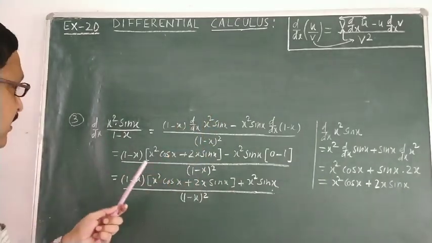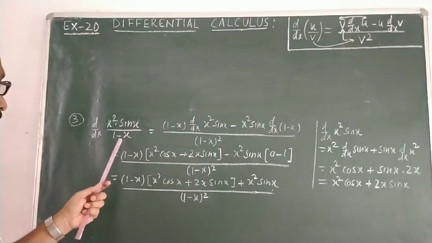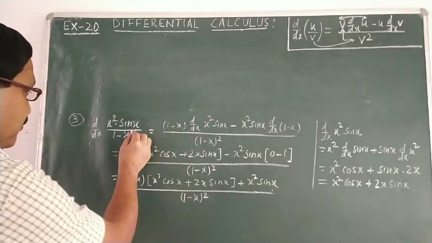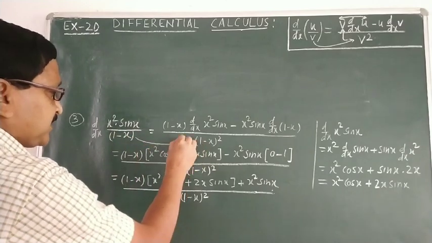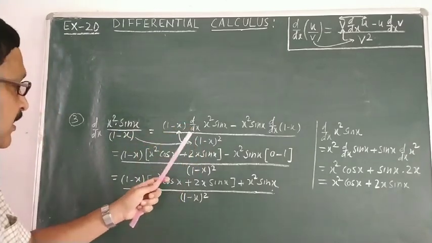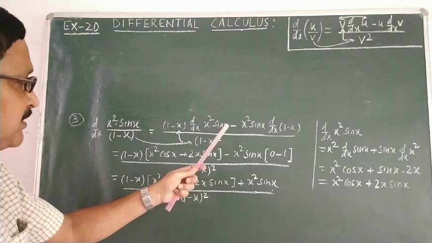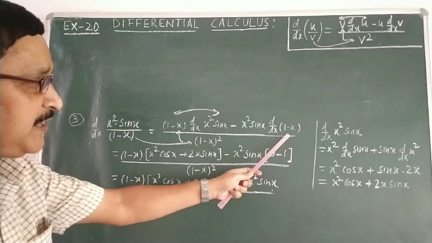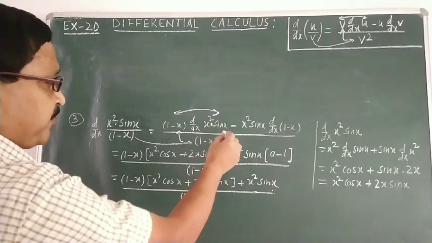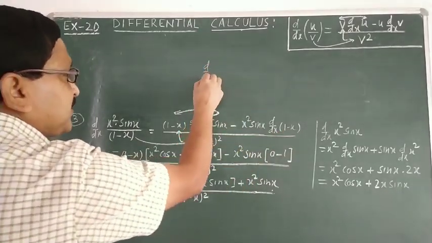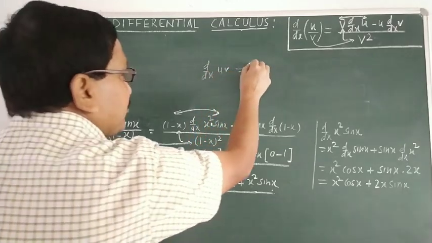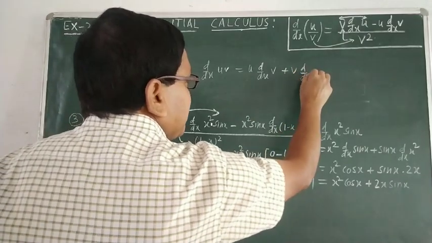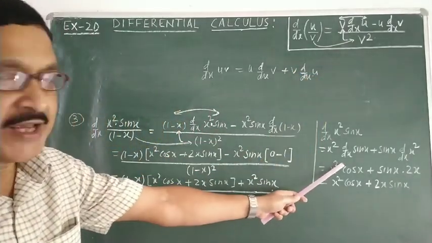Next, third number, x square sin x by 1 minus x. So according to this rule, v square, so 1 minus x whole square, and start with 1 minus x times d by dx of x square sin x, minus x square sin x times d by dx of 1 minus x. X square sin x is a product in uv form. I have discussed d by dx of uv is equal to u times d by dx of v plus v times d by dx of u. On the basis of this, it has been done.